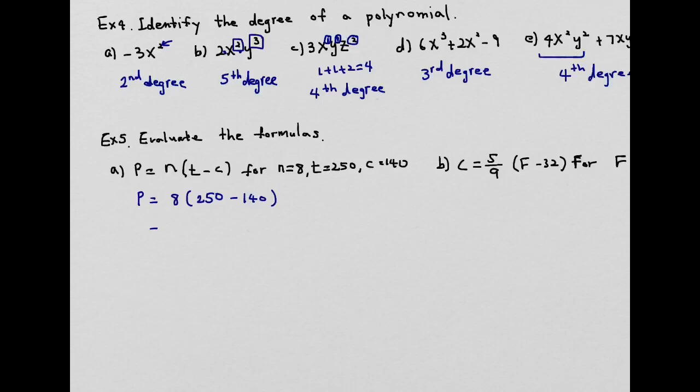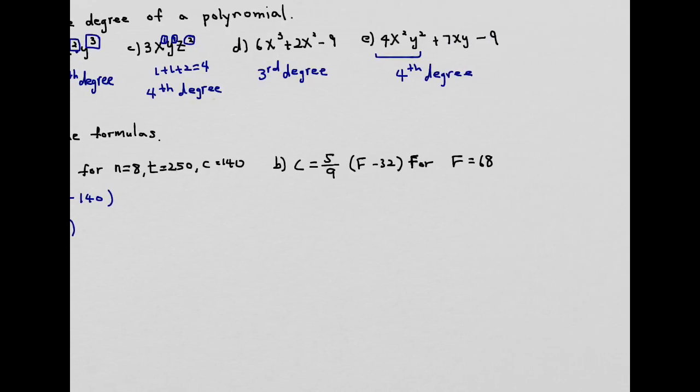So then your P is going to equal 8 times, remember order of operations from the other chapter, right? You're going to do the inside of the parentheses first, which is 250 minus 140, you get 110. And now you have a multiplication, so when you multiply 8 times 110, you get 880 for P. So we call this evaluating. Evaluate means you replace the variables with given values. Then let's look at the next one.